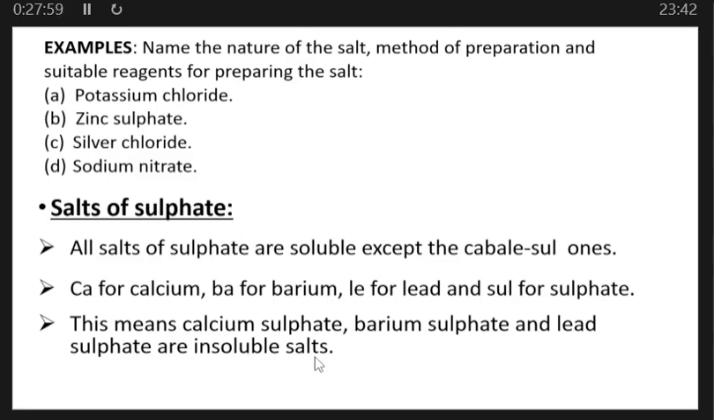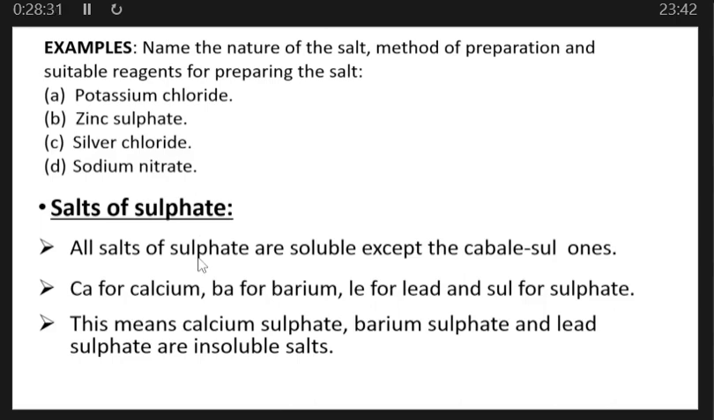salts. All right. So now, when you check zinc sulfate in terms of solubility, is it soluble or insoluble? The answer is it is soluble because it is not among calcium sulfate, barium sulfate, and lead sulfate. It's not. These are the only ones that are insoluble. So zinc sulfate will be soluble.